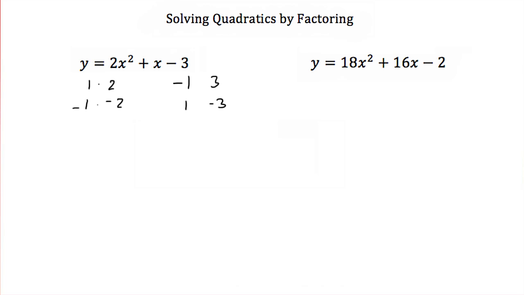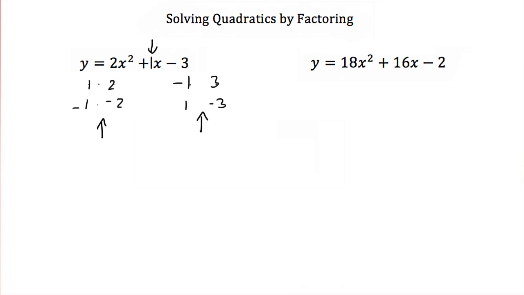So I'm going to need a pair of numbers in this column and a pair of numbers in this column, when I multiply one of the numbers from the first column times one of the numbers in the second column, and then add that to the other number in the first column times the other number in the second column, we'll end up with our b term, which in this case is just 1.